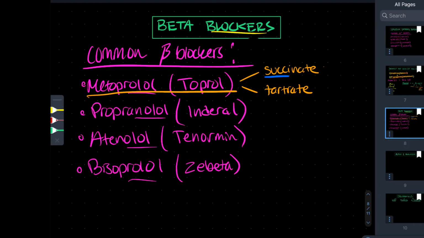Succinate is, like I said, the long acting, which also means it's going to be called something like XL, so extra long or slow release, something like that. Whereas tartrate will just be called metoprolol tartrate. So yeah, it's something really good to know.